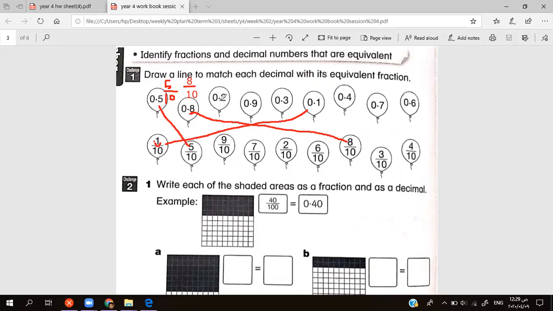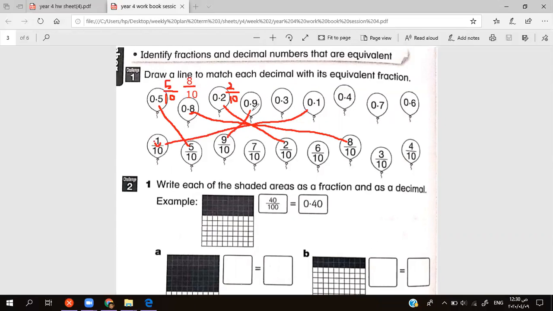What about 0.2? It means it is 2 over a number, only one number after the decimal, so it's 2 over 10. Okay, let's try 0.9. 0.9 also is 9 over 10.